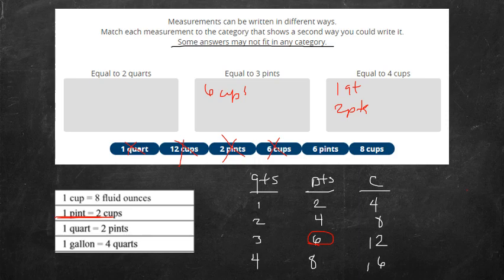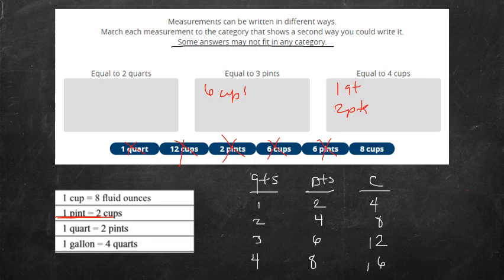Does 6 pints equal 4 cups? Definitely not, because 4 cups is only 2 pints. So 6 pints will not be used. All right, let's move on. Last one.